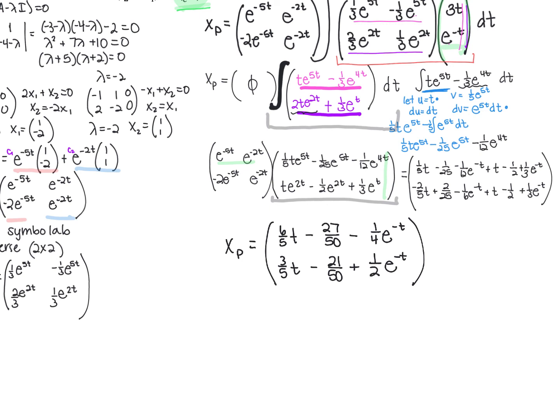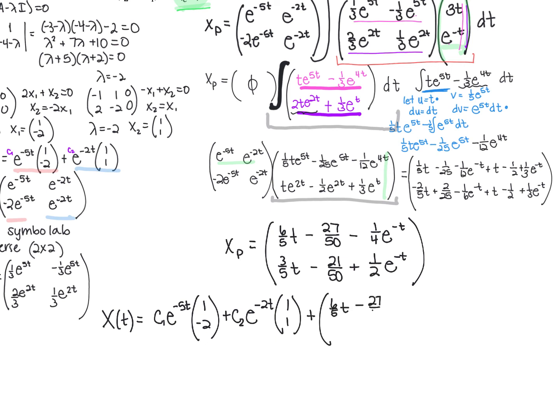Okay, this is my particular solution. It is a 2x1 matrix, as ugly as the 2x1 matrix is. So if we were to write the full solution to this problem, you can just watch. We would have C1 e to the negative 5t times the vector 1, negative 2, plus C2 e to the negative 2t times the vector 1, 1, plus this loveliness. And somehow someone found that helpful.